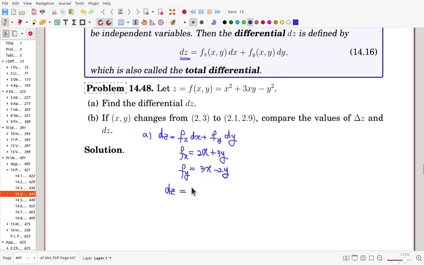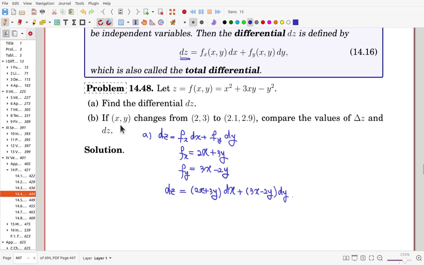f sub x is 2x plus 3y, and dx. Now, plus f sub y is 3x minus 2y, and dy. Okay, that's it for part A.